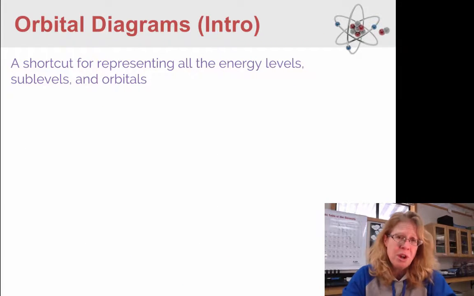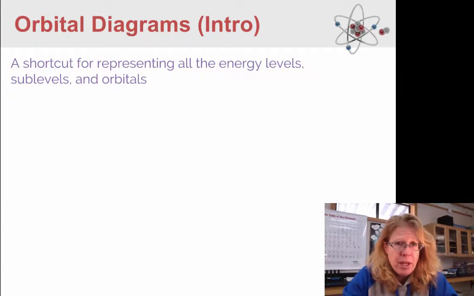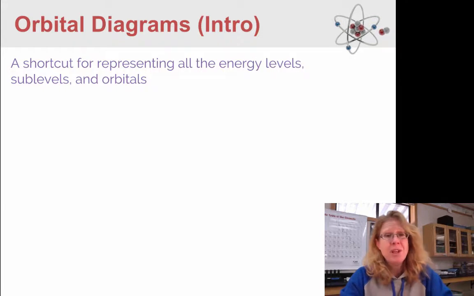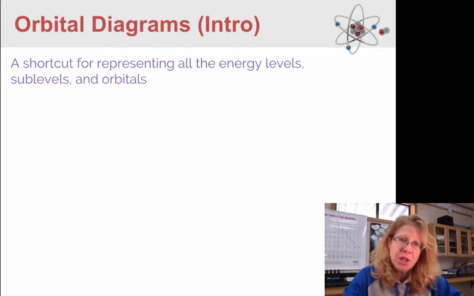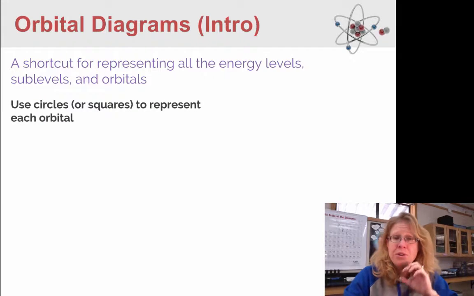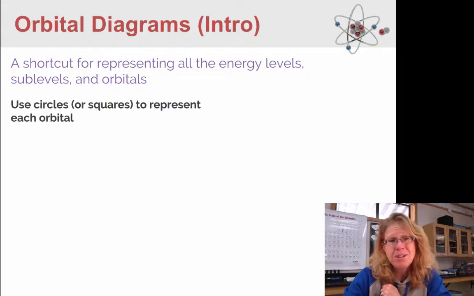So when we're trying to draw these shapes, that's kind of a pain in the butt, and we needed a simpler way to represent these on paper. So we're going to use something called an orbital diagram. It's simply a shortcut. Rather than trying to draw all those crazy shapes, we're going to use something very simple. We're going to use circles. Sometimes you'll see squares, other things like that, but we're going to use circles to represent each orbital.